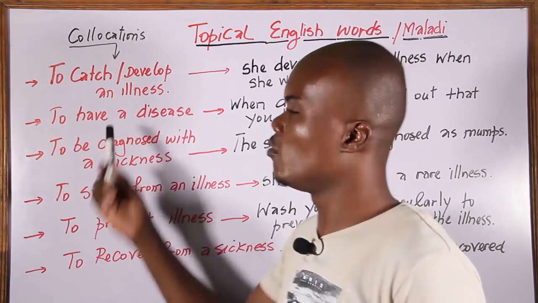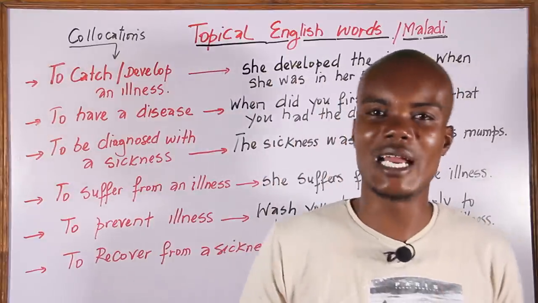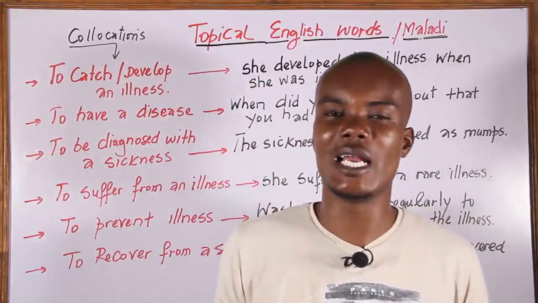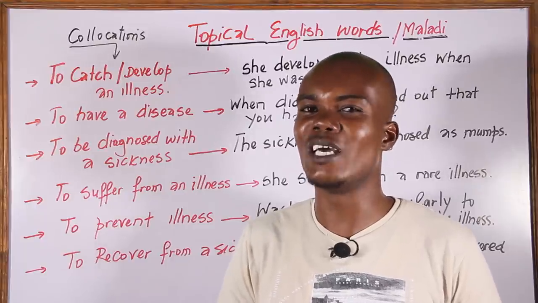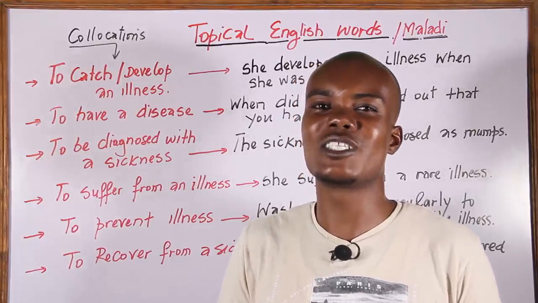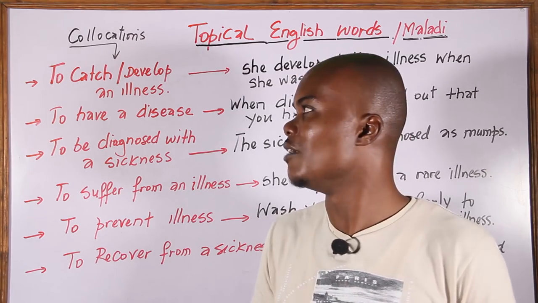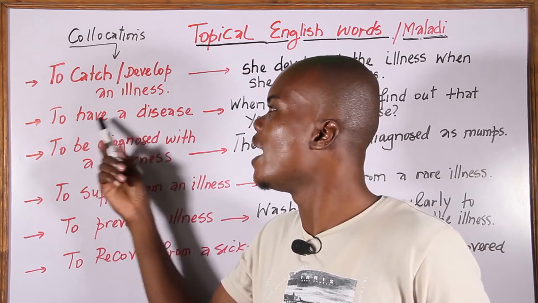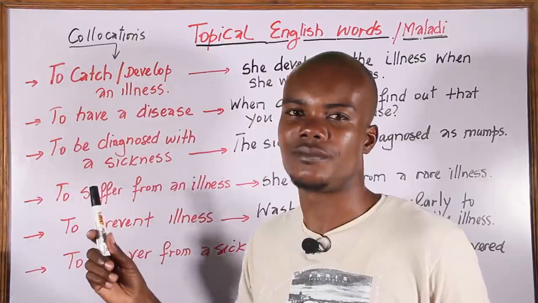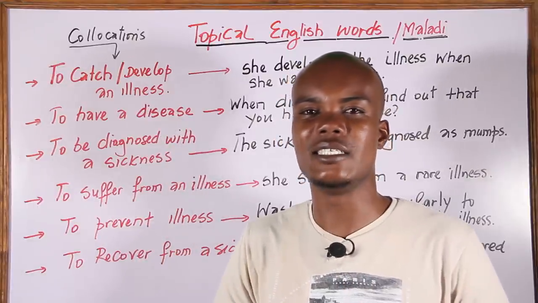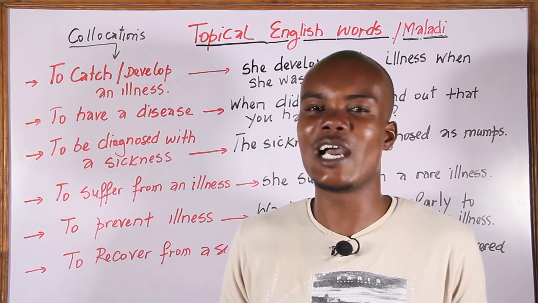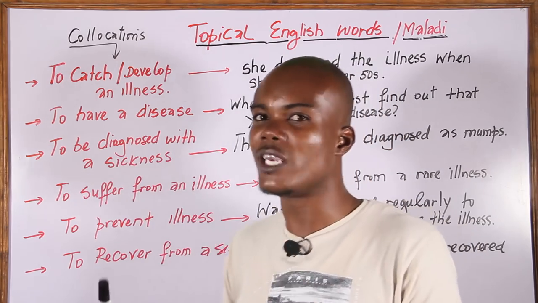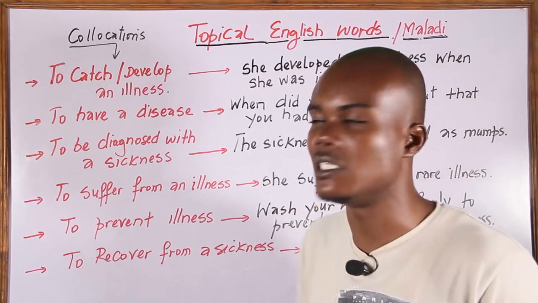Now, let's go to saying I have a disease. How can someone say I have a disease? Like if someone catches the coronavirus, if someone wants to say that to everyone, now the person can say, I have a disease. If the person has coronavirus, he says, I have coronavirus. But we are saying, I have a disease, because the video is about disease.